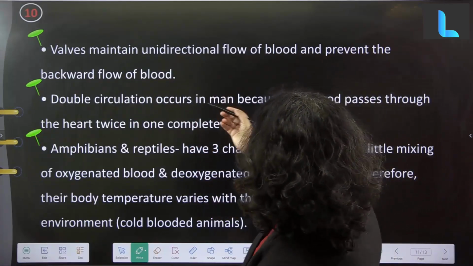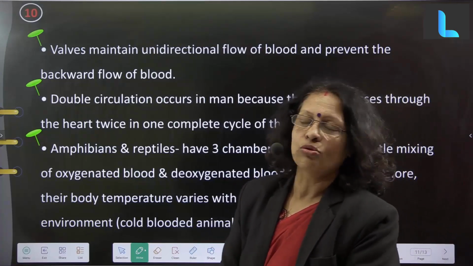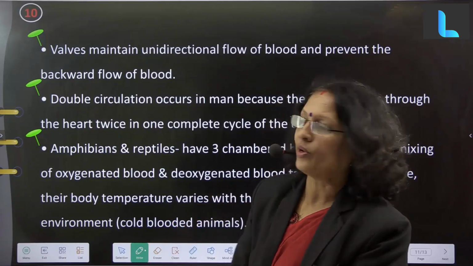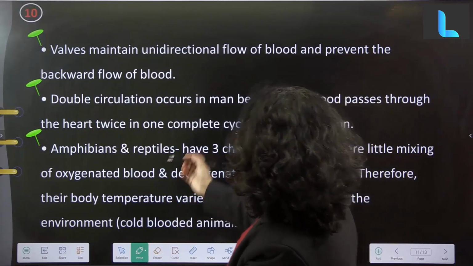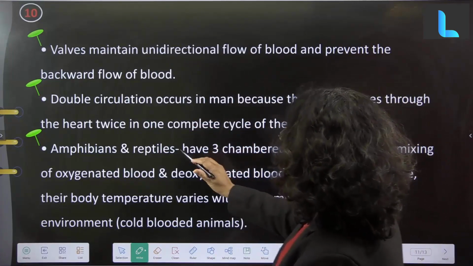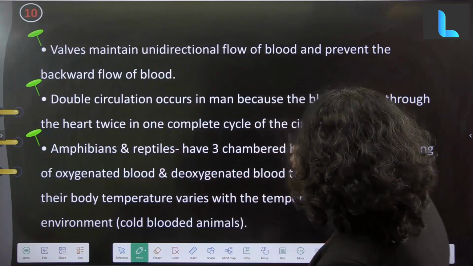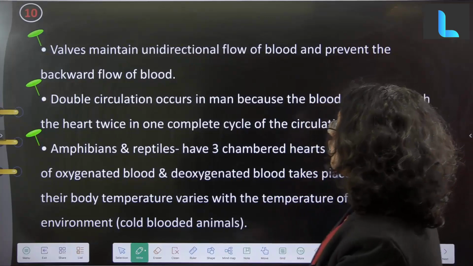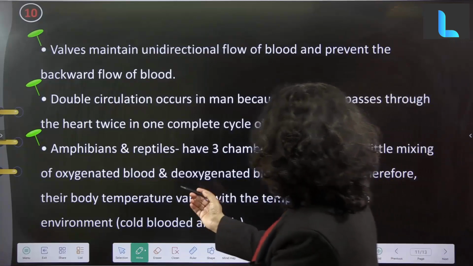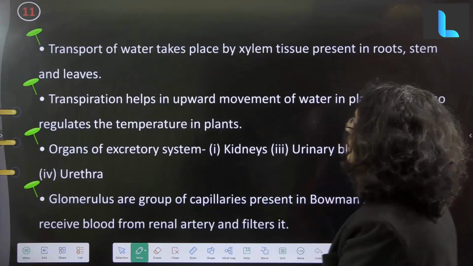Now, valves maintain unidirectional flow of blood and prevent backward flow of blood. Okay, so valves are unidirectional, so the blood will be moving in one direction only, there is no backward flow. Double circulation occurs in man because the blood passes through the heart twice in one complete cycle of circulation. Amphibians and reptiles have a three-chambered heart where little mixing of oxygenated and deoxygenated blood takes place, therefore their body temperature varies with the temperature of the environment; they are called cold-blooded animals.